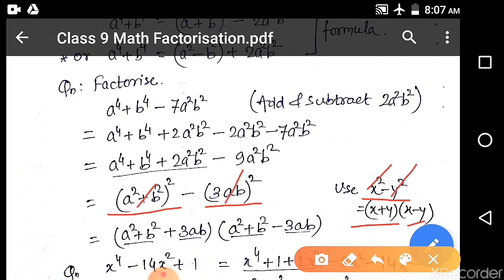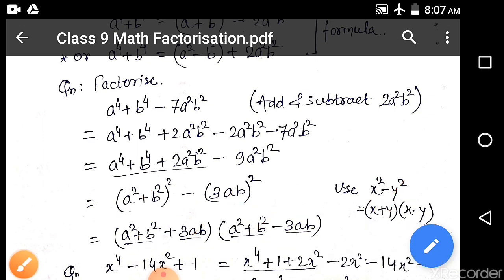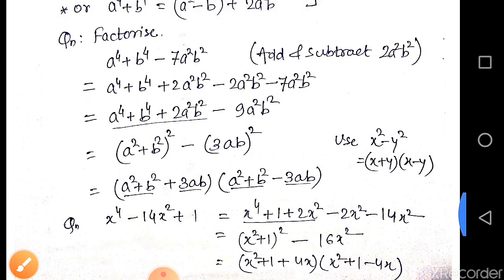Okay, so as x plus y is there, this one is the complete x term and this one is the complete y term. So in the place of x plus y I can write a square plus b square plus 3ab, and this one is x minus y. So this one is x and this one is y, we just made the substitution here. So this one is a square plus b square minus 3ab. Okay, so this is how we will factorize.